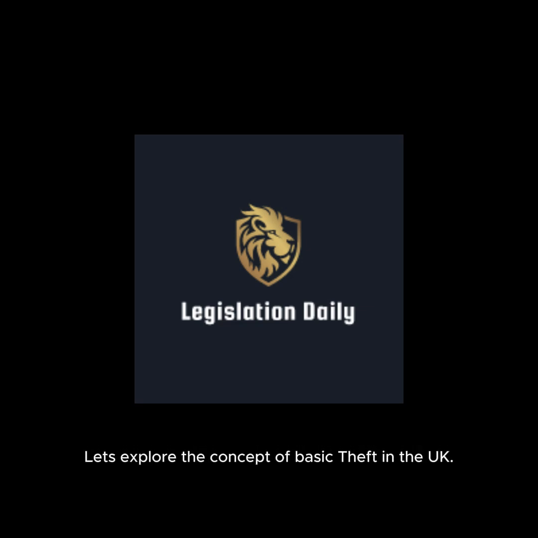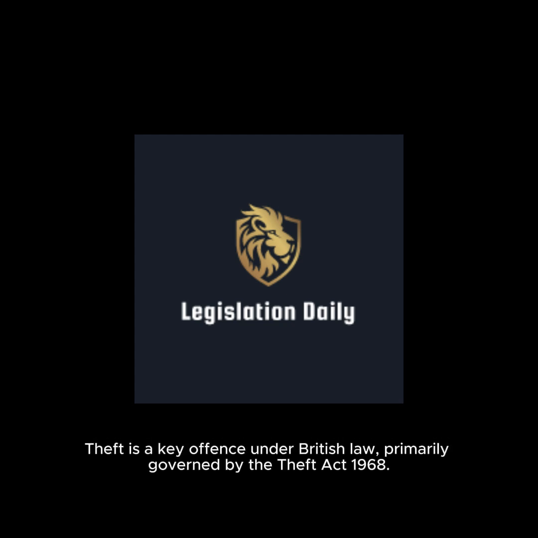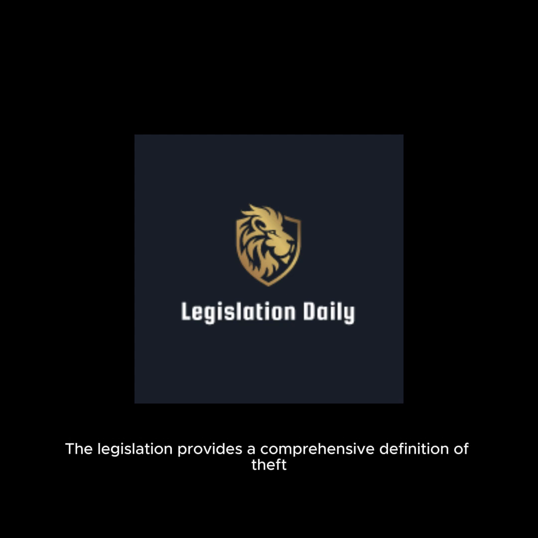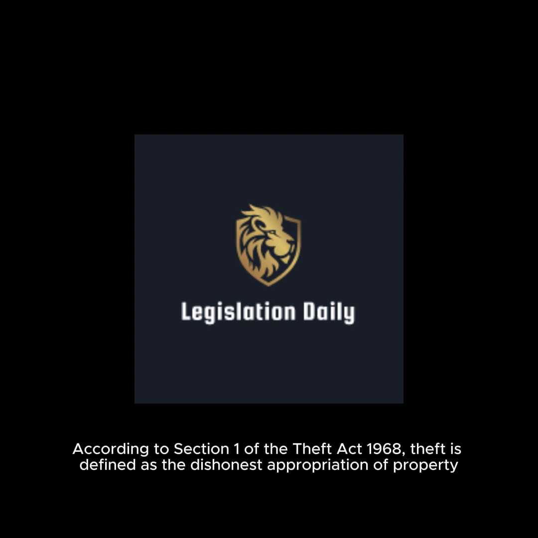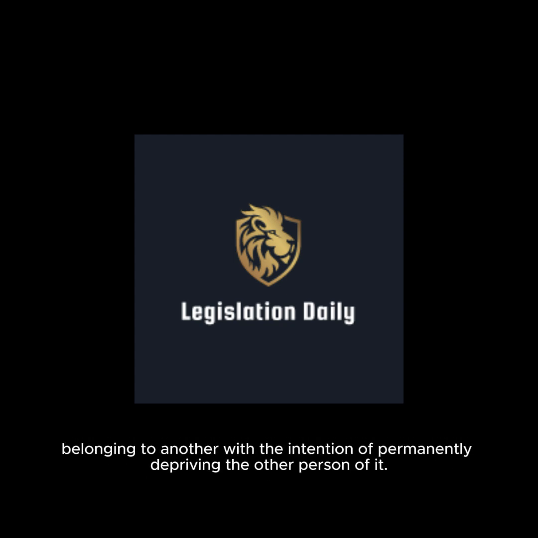Let's explore the concept of basic theft in the UK. Theft is a key offence under British law, primarily governed by the Theft Act 1968. The legislation provides a comprehensive definition of theft and outlines the conditions under which an individual can be found guilty of this crime. According to Section 1 of the Theft Act 1968, theft is defined as the dishonest appropriation of property belonging to another with the intention of permanently depriving the other person of it.